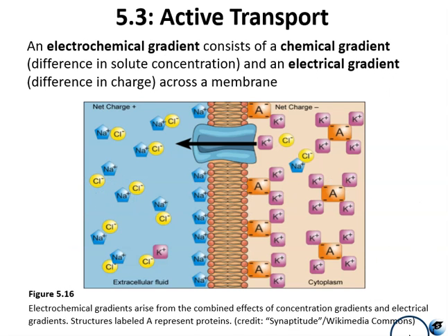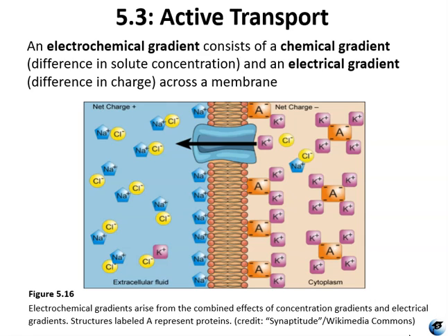Active transport is needed to move particles against their concentration gradient. That is, from an area of lower concentration to an area of higher concentration. So that's going in the opposite direction than it normally would with just diffusion, right? So a concentration gradient can be chemical due to a difference in solute concentration, but it also can be electrical due to a difference in charge across a membrane. An electrochemical gradient arises from the combined effects of both a chemical gradient and an electrical gradient.